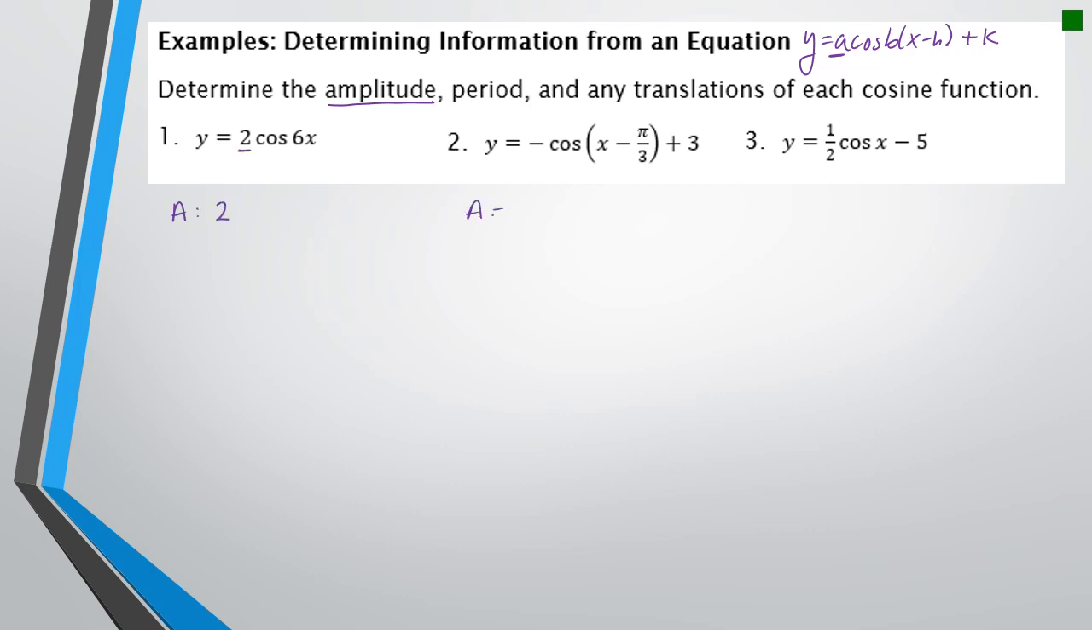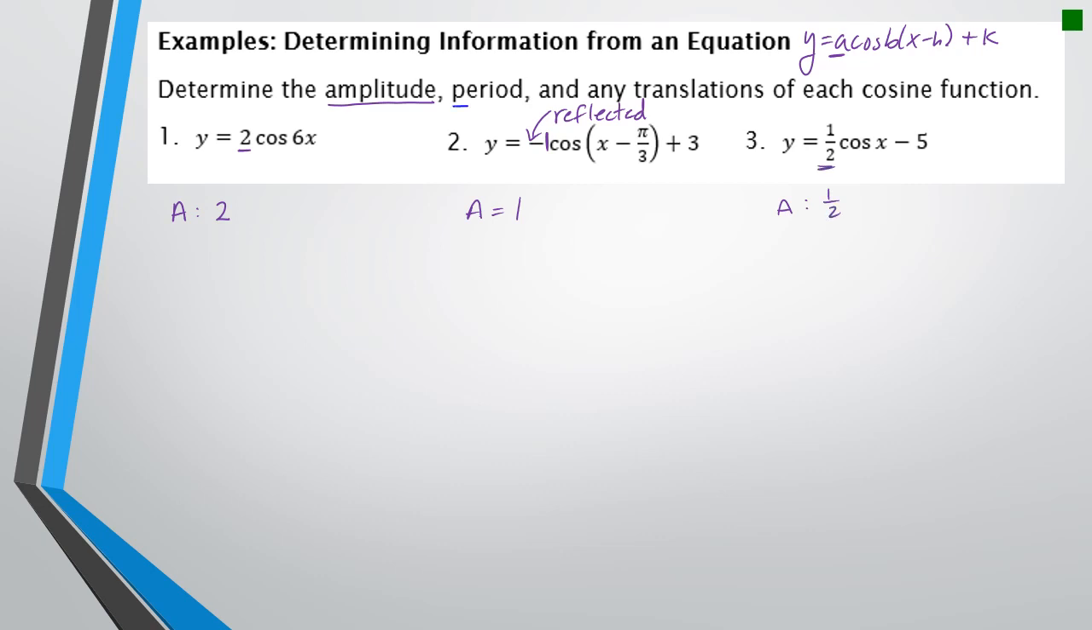For number 2, our amplitude is 1, because there's no number in front of cosine. There is a negative, but that doesn't affect amplitude. The negative actually tells you that this graph is reflected. And then for number 3, the amplitude would be 1/2, because that's the number in front of cosine.